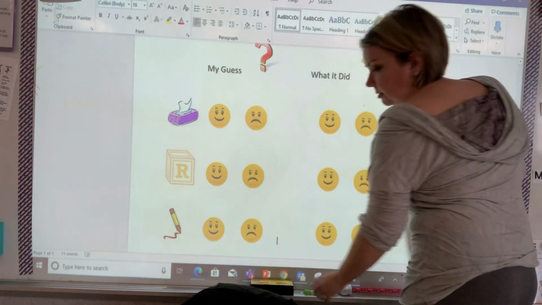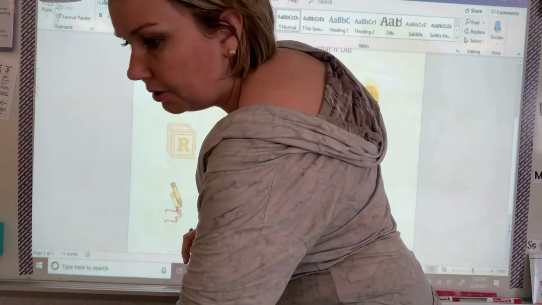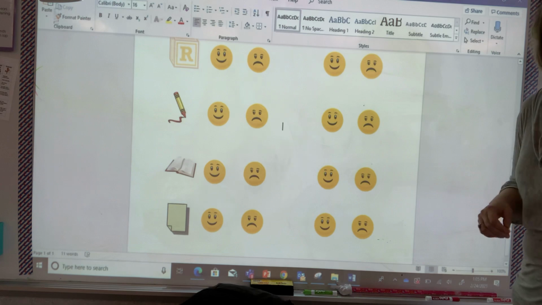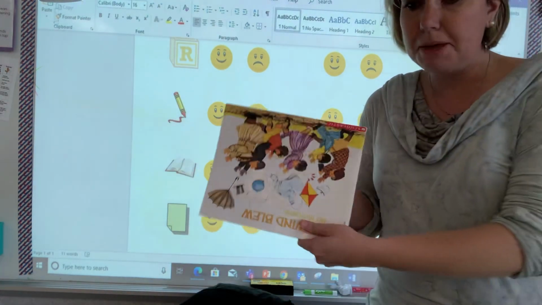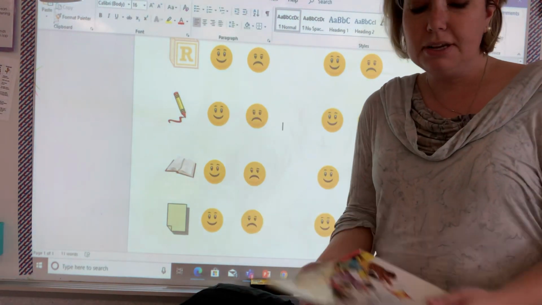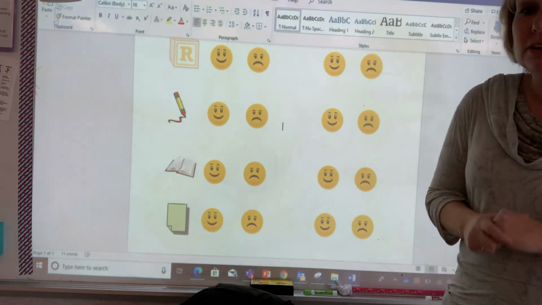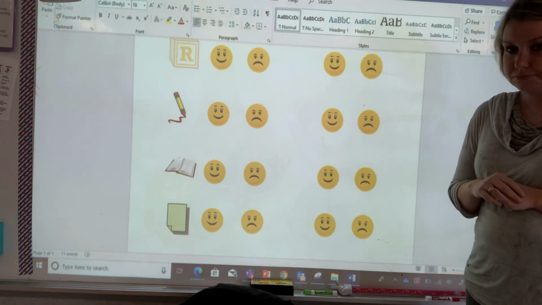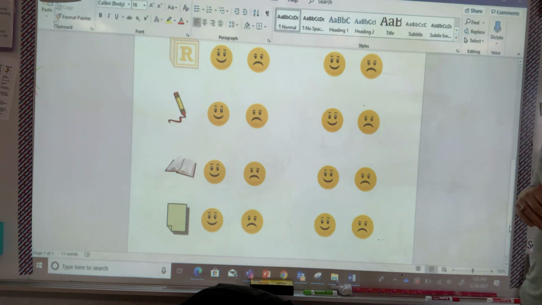All right, let's look further down our page. And our next object is a book. A book. Get your book. Could even be like my Pat Hutchins book. Put it on the table in front of you and cause wind. Blow. Then raise your hand to tell me your result.